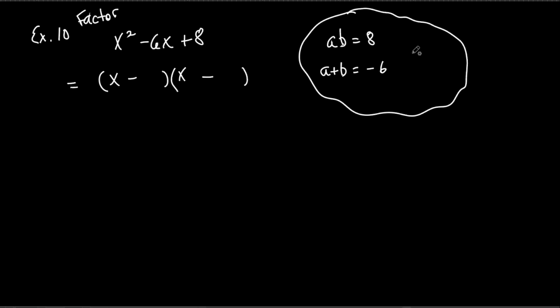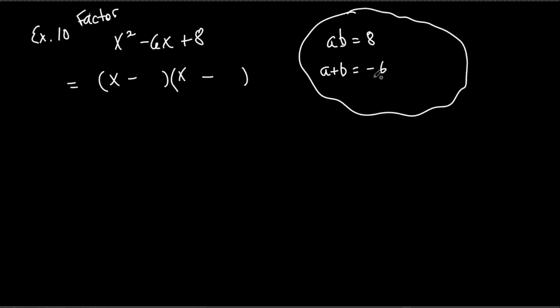This is what's going on inside my head, all right? I've got to think, what times what is 8? And if I add those same two numbers up, I get negative 6. Well, you've got 8 and 1, but is there any way you can get 8 and 1 to add up to be a negative 6? No, all right? What's my other choice?